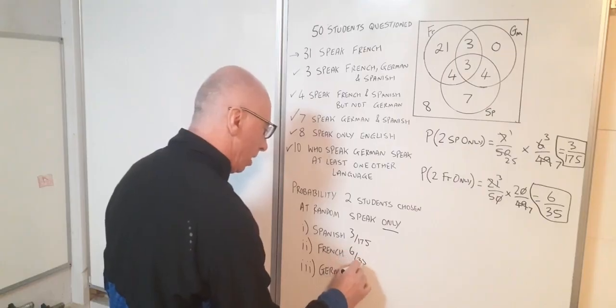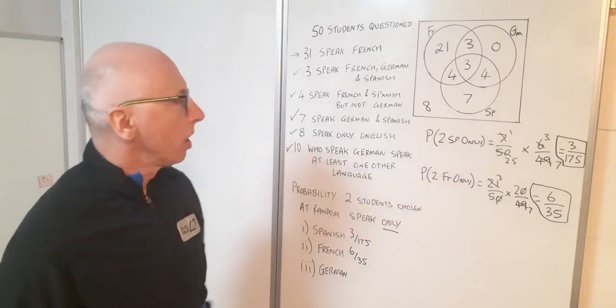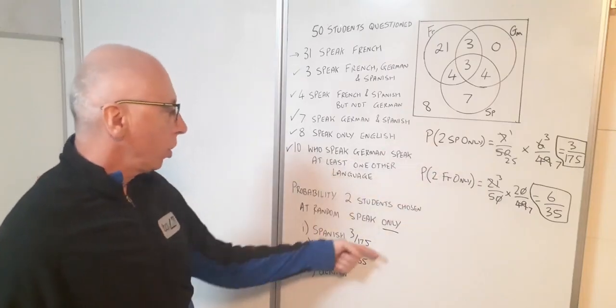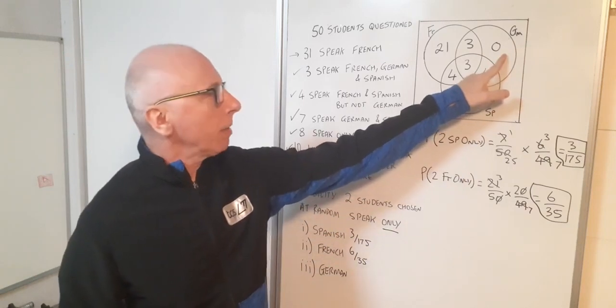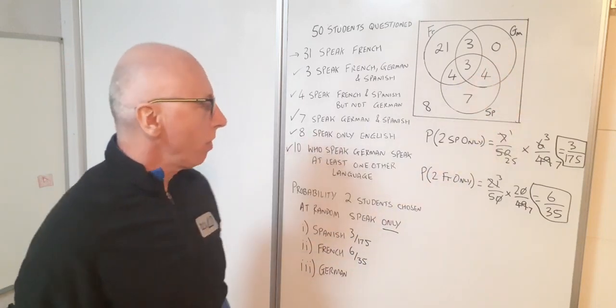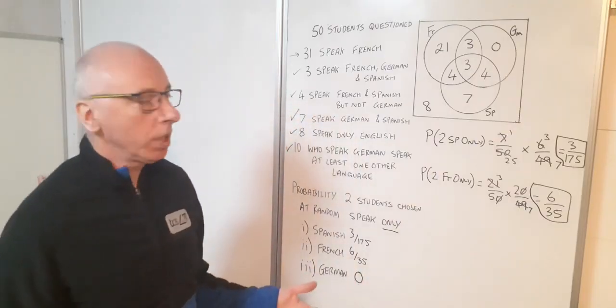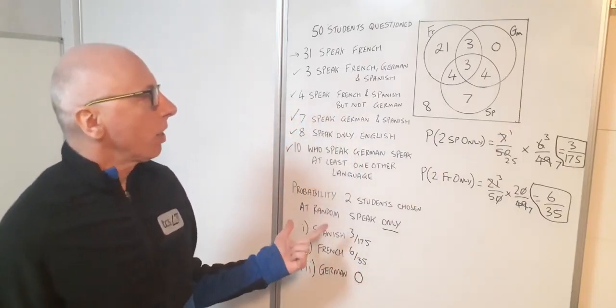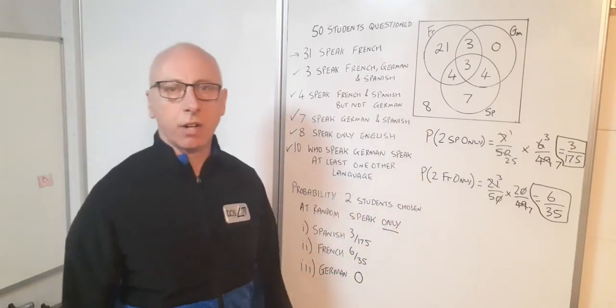That's a considerably higher chance than the Spanish, which you would expect from these numbers. And then German only, well, there's no probability of this happening at all because there's nobody who speaks German only. So that is just going to be 0. That's an impossible probability. So therefore, those are the solutions to my probabilities using Venn diagrams.